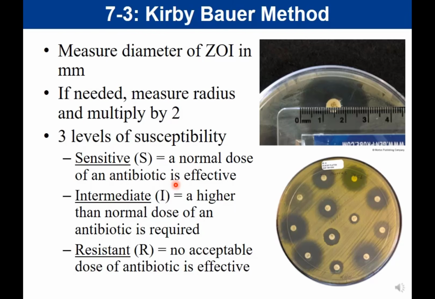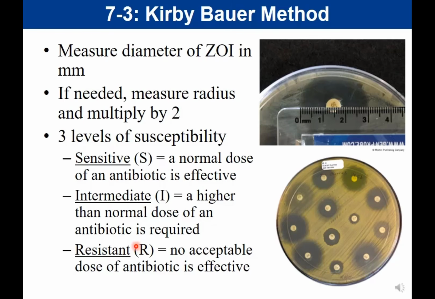And so the only reason you would choose a drug that has intermediate susceptibility is if bacteria are resistant to all the other drugs, right? If bacteria are resistant to everything else, but it's intermediate susceptibility to this one drug, that means that drug has some effectiveness against the bacteria. Not enough to just give a standard dose.